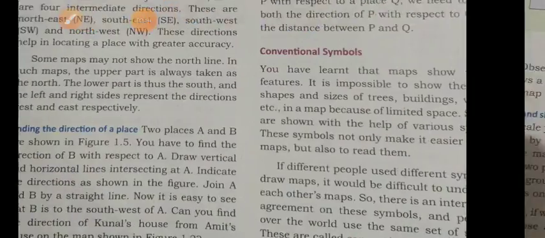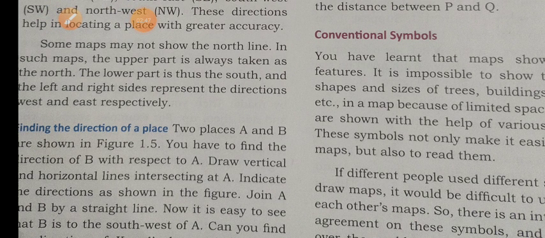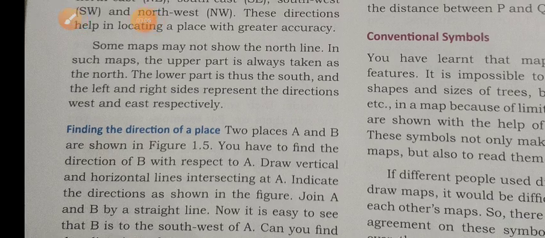What is a conventional symbol? The symbols generally used to represent various features on maps. It is called conventional symbol. What is a conventional symbol? The symbols generally used to represent various features on maps is called conventional symbol.